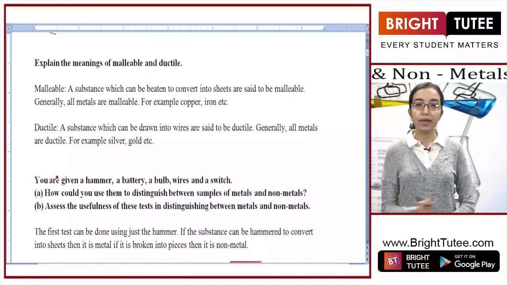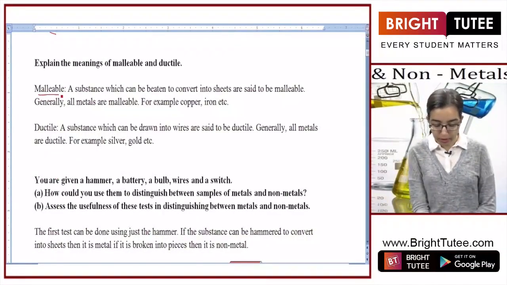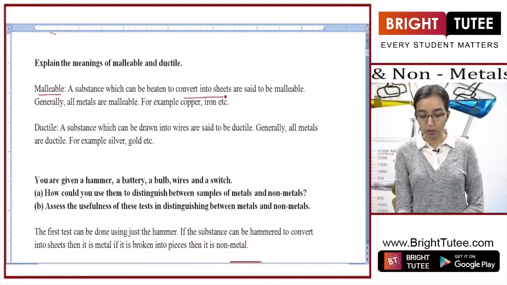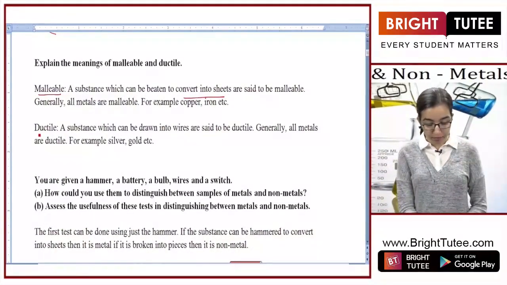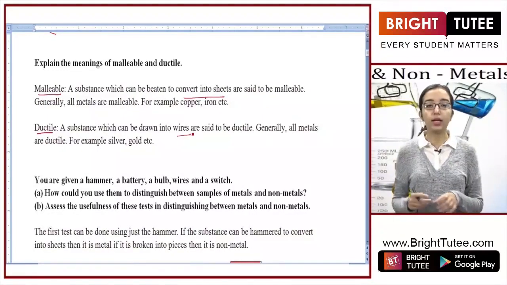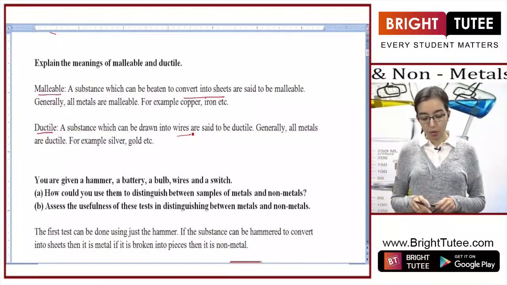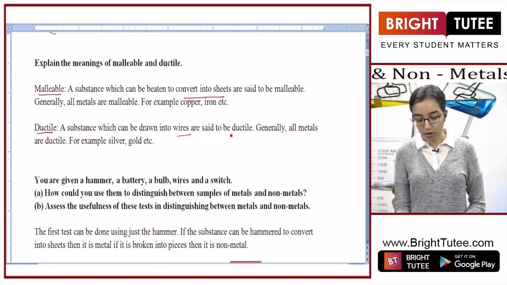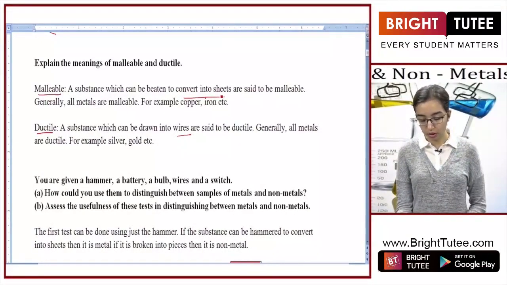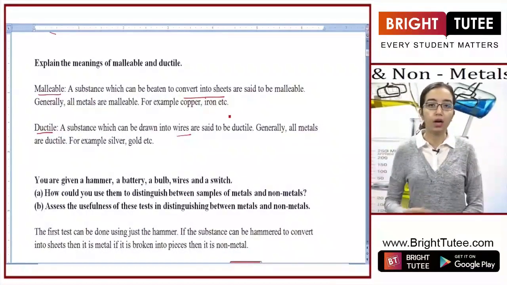The next question is, explain the meaning of malleable and ductile. Now I already explained this to you, that malleability means a substance that can be converted into sheets. So anything that can be hammered to form flat sheets is a malleable substance. And ductility means wires, so anything that can be drawn into thin wires is called a ductile substance. A substance which can be drawn into wires is said to be ductile. A substance which can be beaten into sheets is called malleable. Examples are copper, iron, silver, gold, and almost all metals show this property.